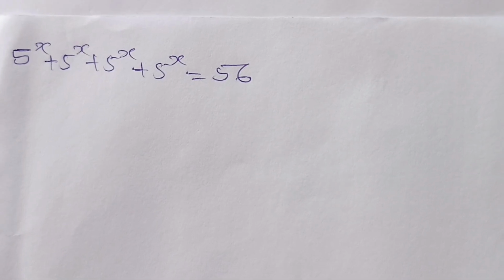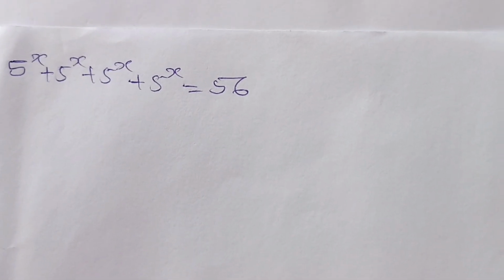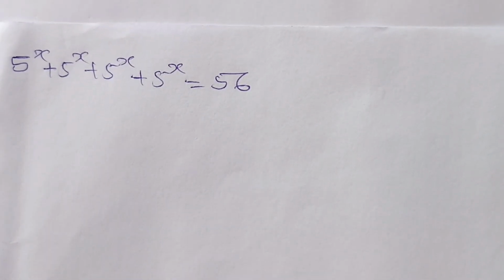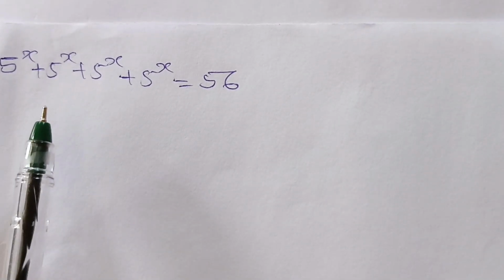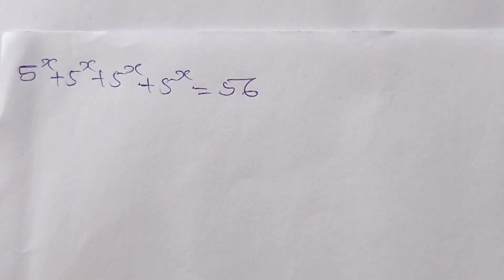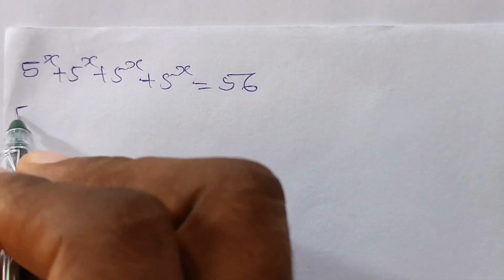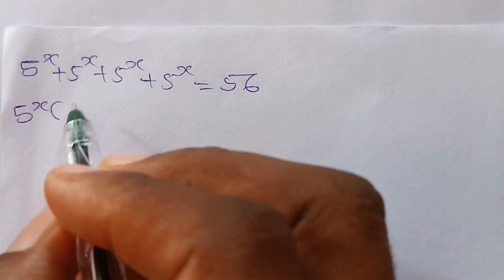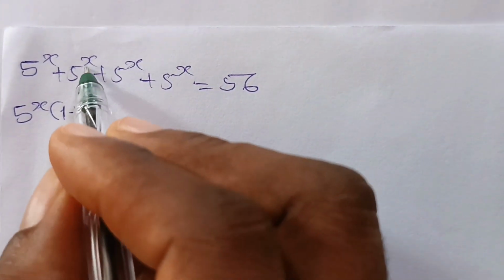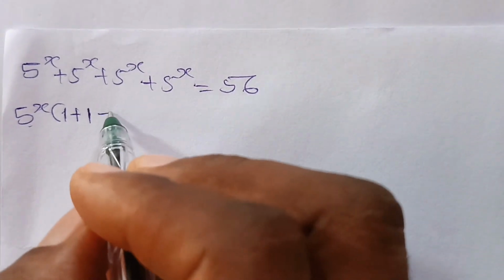Hi everyone, let's quickly solve for the value of x. Now let's factorize. They have 5 to the power of x in common. We are going to factorize that 5 to the power of x. Now when this is divided by itself, we have 1. When this is divided by itself, we have 1.